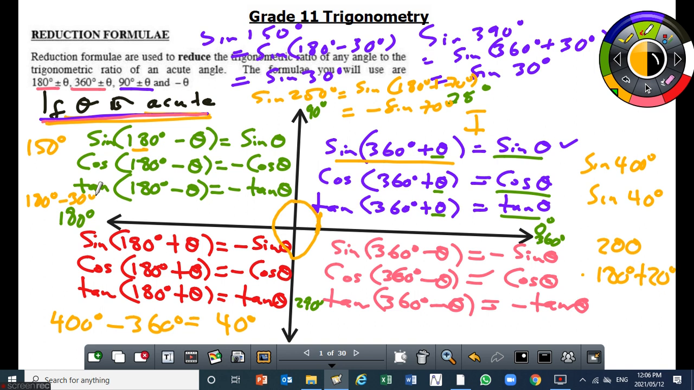From your CAST diagram. That's why I was going over the CAST diagram yesterday. So you should have gone home and refreshed yourself so that you can be ready for the grade 11 part. Yes. Then negative disappears because 150 is the same as 180 minus 30 degrees. Generally here we use positive angles. For now we are dealing with positive angles. I will talk about negative angles later. So this theta here, it's a positive what? Angle.